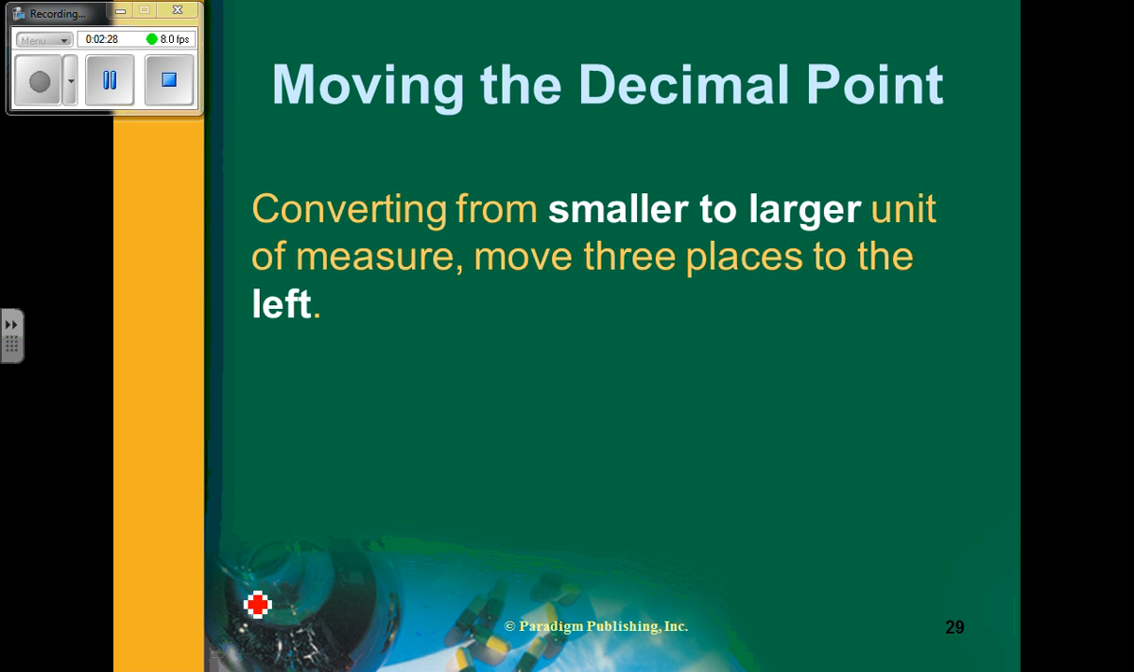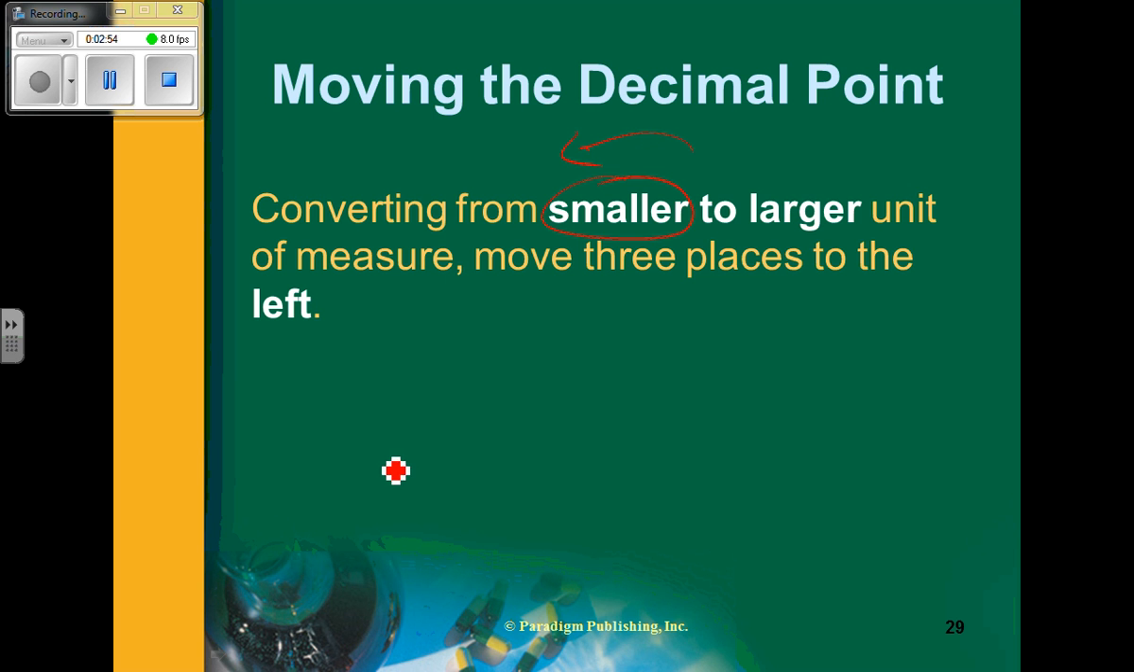Just remember, when you're converting from a smaller to a larger unit of measure, you want to move the decimal 3 places to the left. The way I always remember that is that a smaller population of people are left-handed. So we're going from smaller to larger, and you're going to move it to the left.